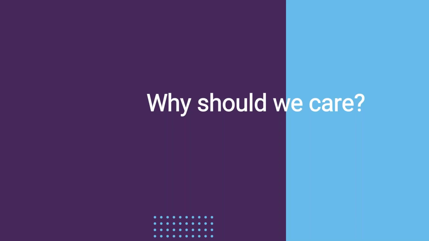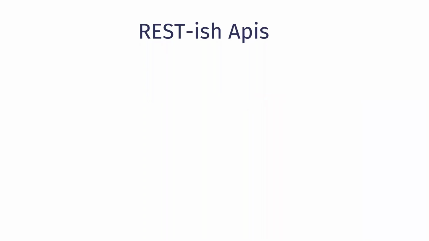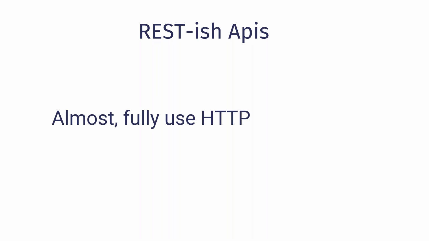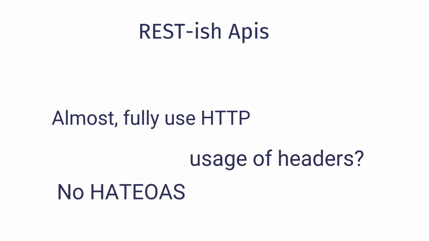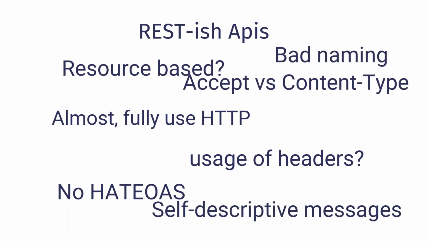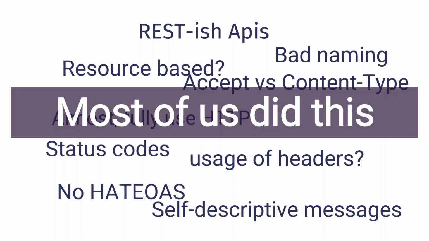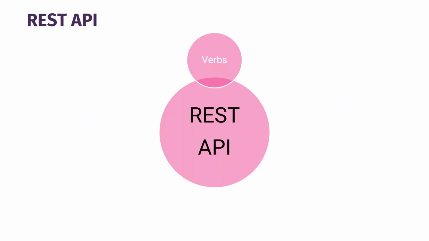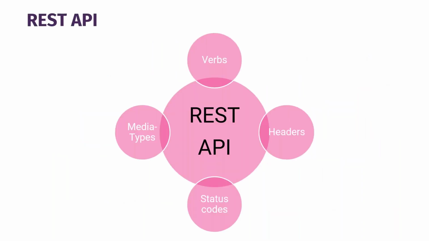And in the end, why should we care? Well, we should care because REST-ish APIs almost fully use HTTP. We never implement HATEOAS. We do not use the right headers and media types. Resource based is a fuzzy term, and bad naming also happens. And self-descriptive messages and everything that is in REST, we all did it, right? Because in the end, a REST API should have verbs, headers, status codes, media types, and HATEOAS, okay?